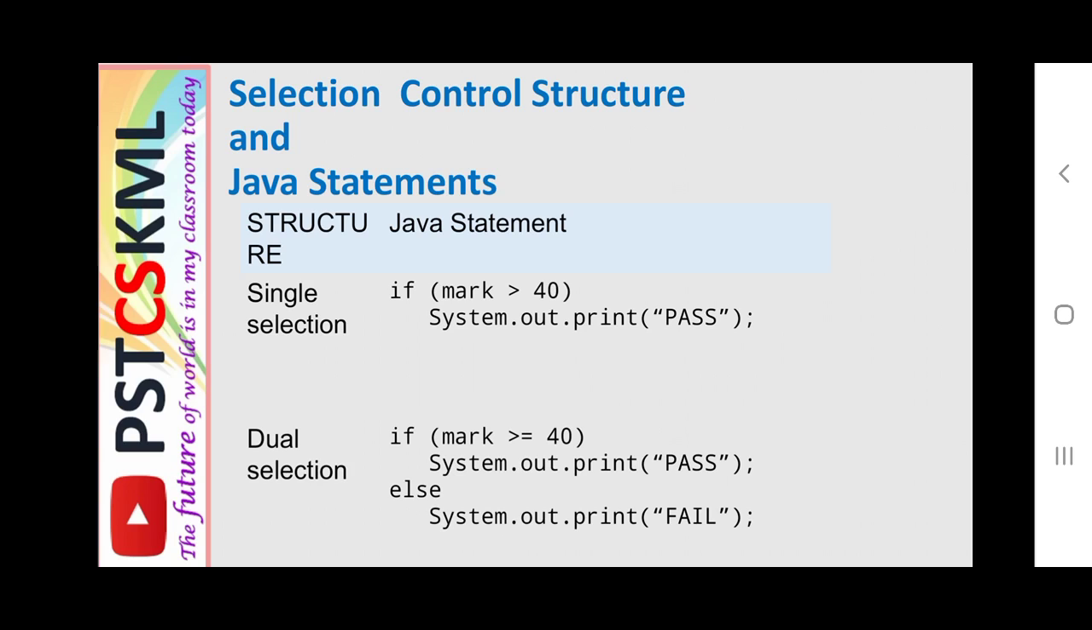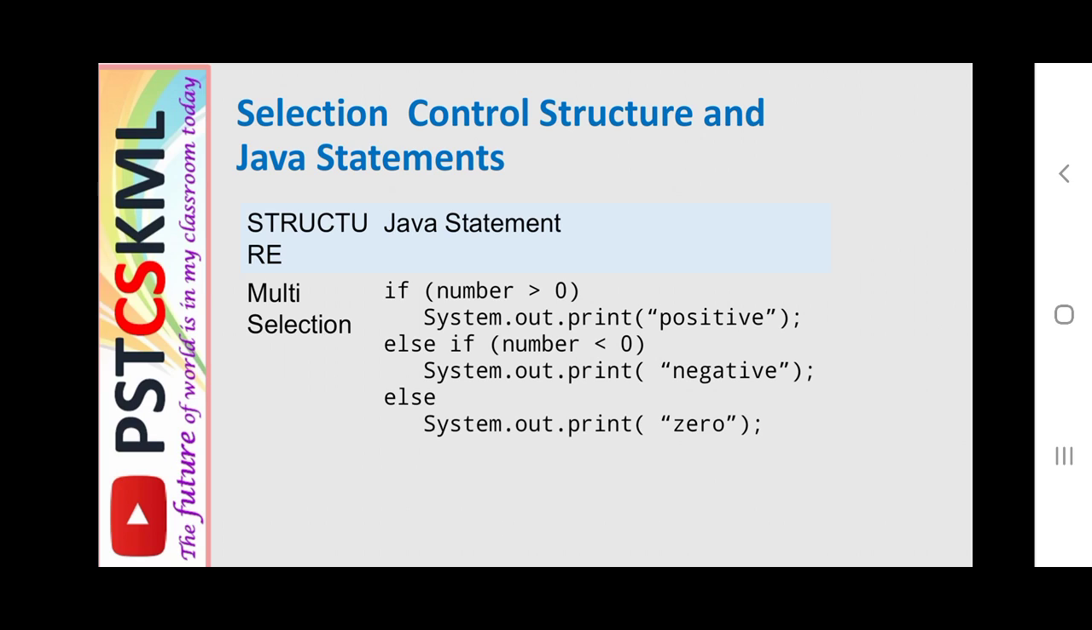Okay, single selection. If your mark is more than 40, then you print out System.out.print pass. So the word pass will come out as output. Okay, then semicolon. So dual selection means if your mark is more than 40, you print out something, else you print out one more thing. That's the difference between single and dual.